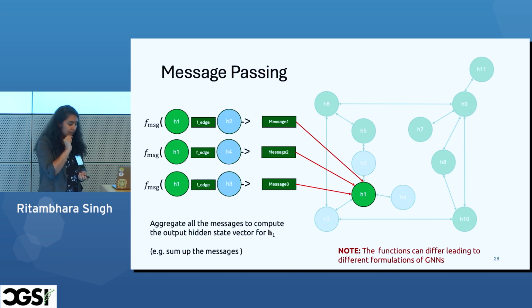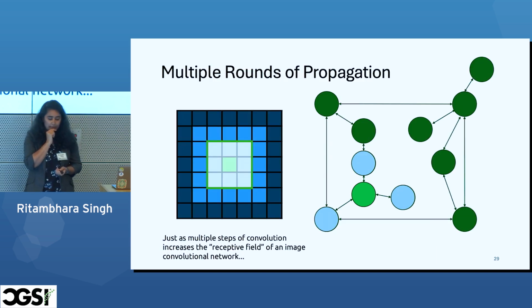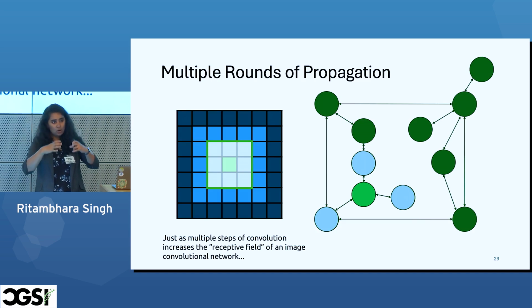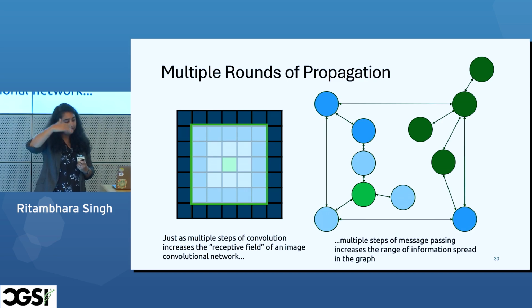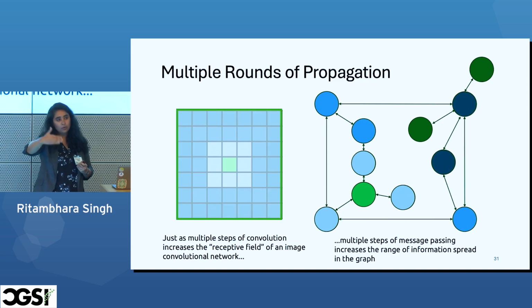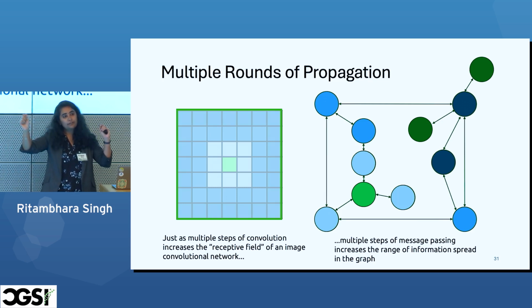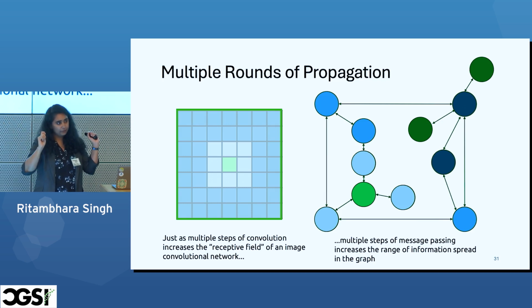And then I have one more important point to make before I talk about how we use GNNs. Just like convolution, the more layers you have, the further and further information you aggregate from. So the higher your receptive field is as you add more layers. It's the same idea with graph neural networks. The more layers you add, the further and further information you aggregate from.